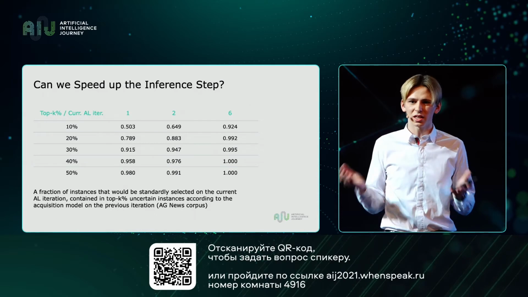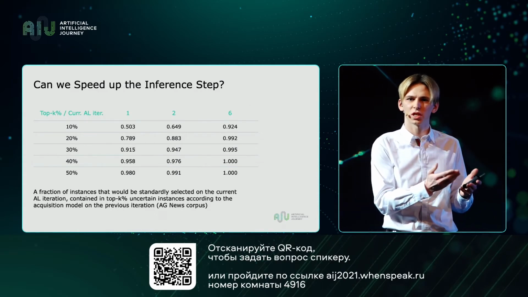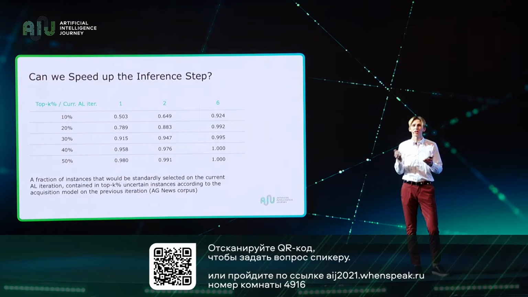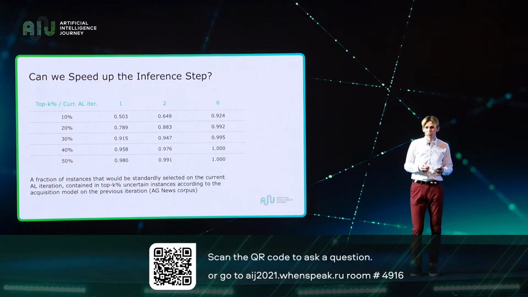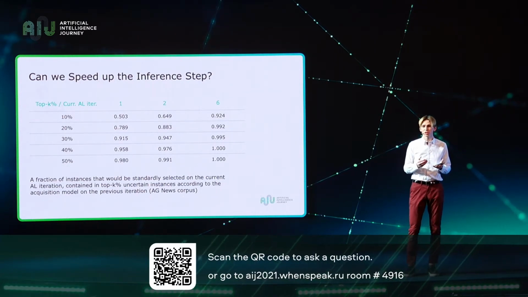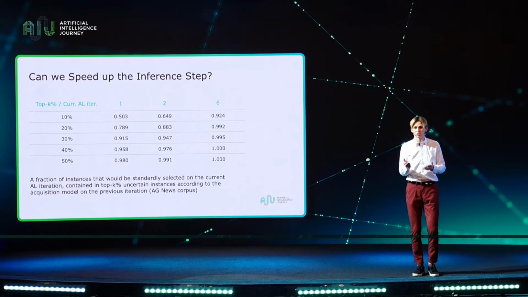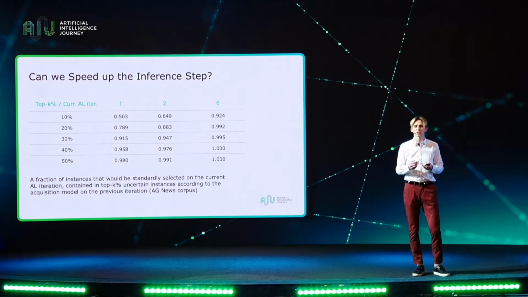So we can interpret it in the following way. What if the next model makes predictions not on the whole pool of unlabeled data, but on the top K% where the previous model was less certain? So how many important examples are we going to retain? If we take the top 50%, we will not lose almost any important examples. Only 2% on the first iteration and 0% on the sixth iteration.